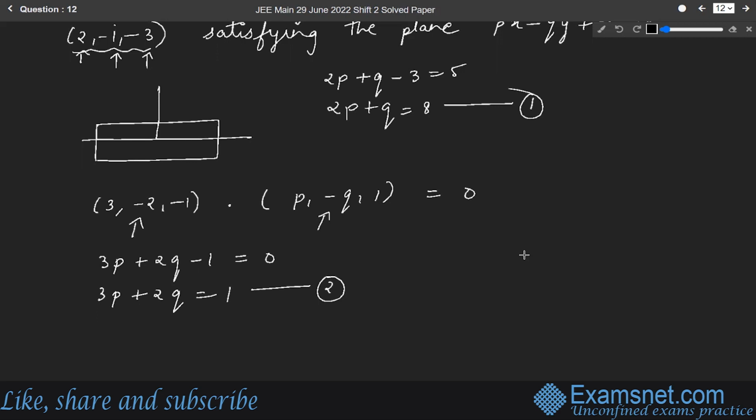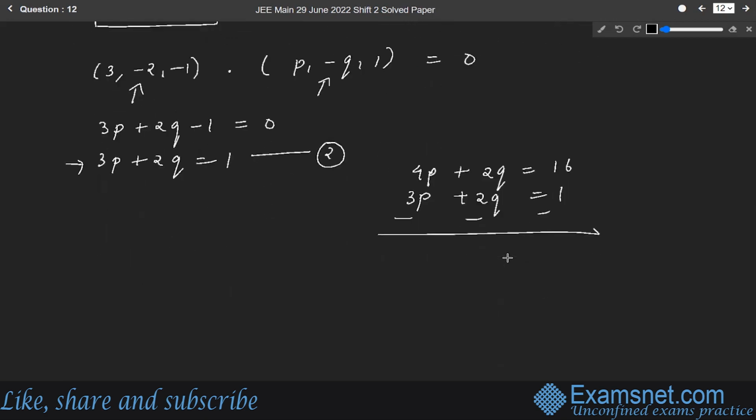Let us do one thing. Let us multiply equation 1 with 2. So when we multiply this equation with 2, 2p into 2 is 4p plus 2 into q is 2q is equal to 8 into 2 is 16. Okay, this will be the new equation. And what is the second equation? Second equation is 3p plus 2q is equal to 1. Let us subtract this equation. So this will be minus, minus and minus. 4p minus 3p will be p, plus 2q and minus 2q will be cancelled, is equal to 16 minus 1 is 15.